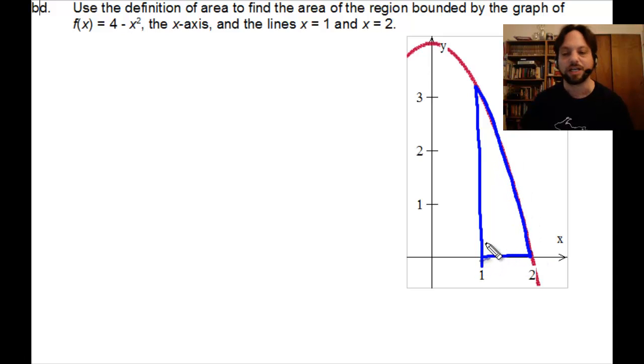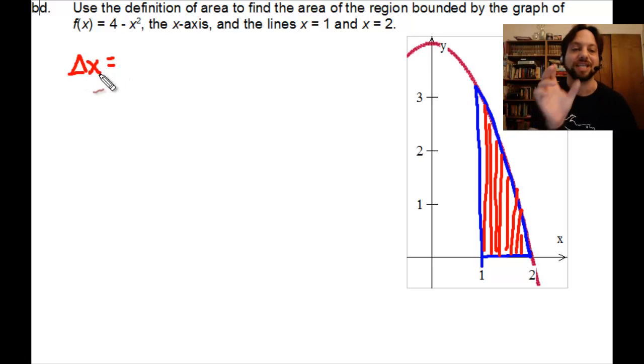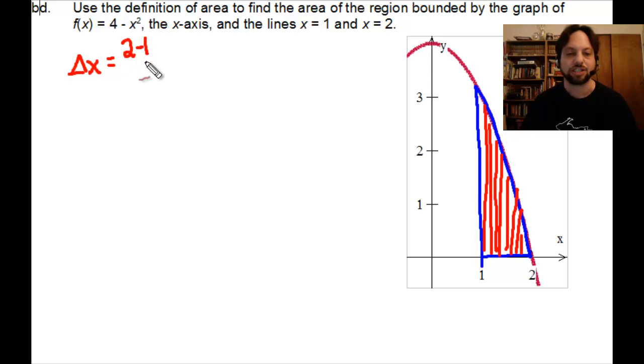Now, how are we going to do this? Just like before, we're going to divide this area into millions and millions of rectangles, and they shouldn't be slanted like I drew them there, but an infinite number of these rectangles. So before we do that, what's going to be the width of each rectangle? Well, remember, that's just the length of the interval divided by n. The length of the interval here, if we're just going from 1 to 2, is 2 minus 1 over n, or put more simply, just 1 over n.